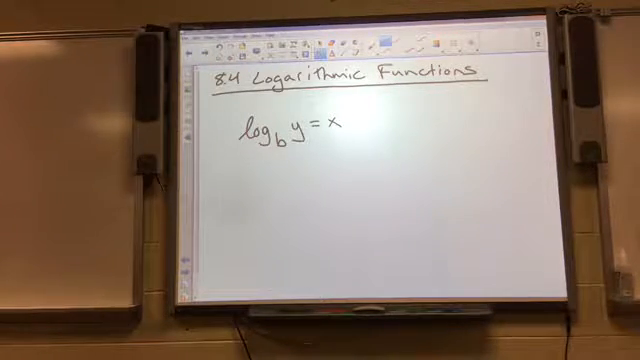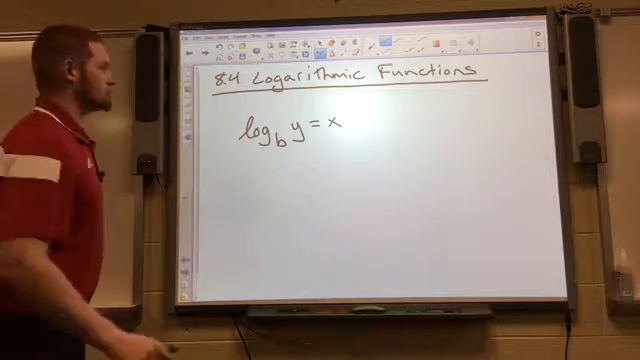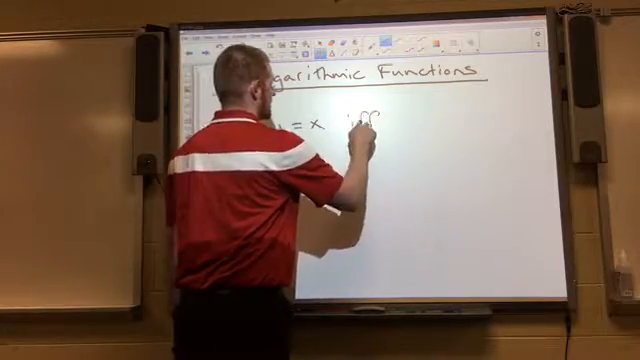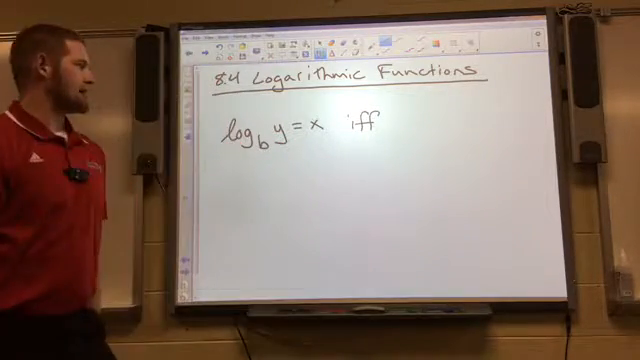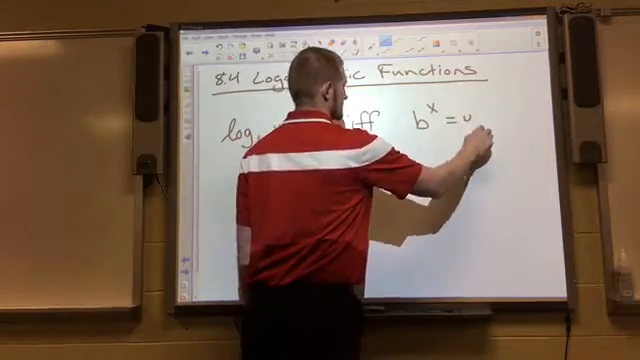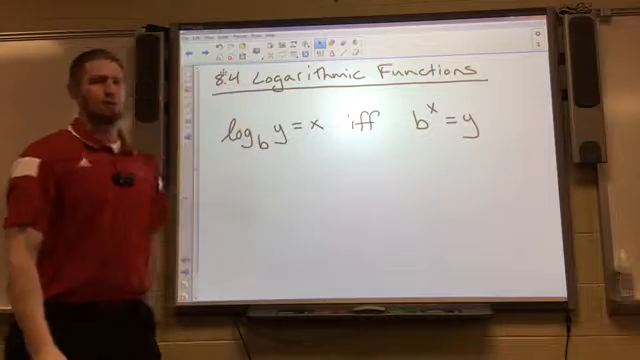Okay, so log base b of y equals x. Okay, b and y both have to be positive numbers. You can't do negatives in there. B cannot equal 1. Okay, this works if and only if b to the x equals y.